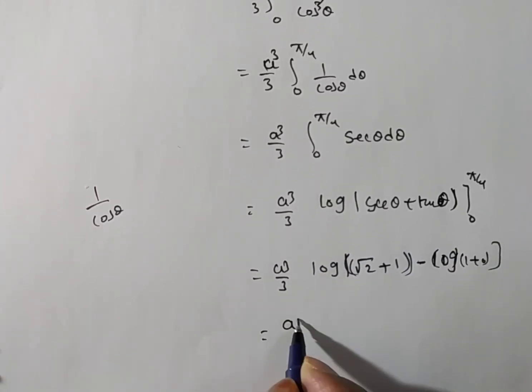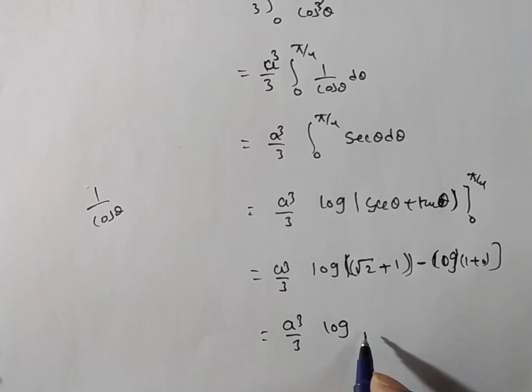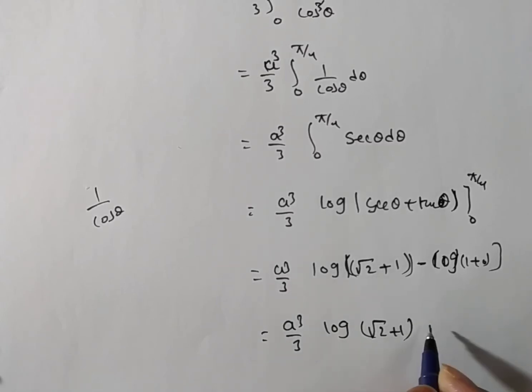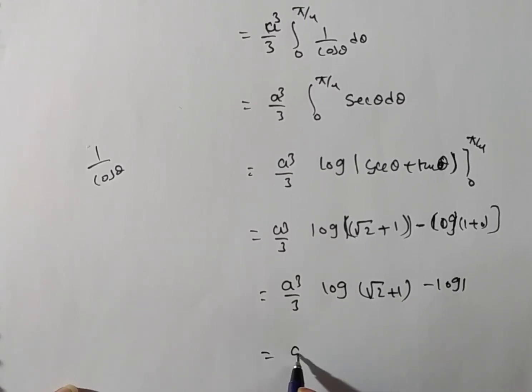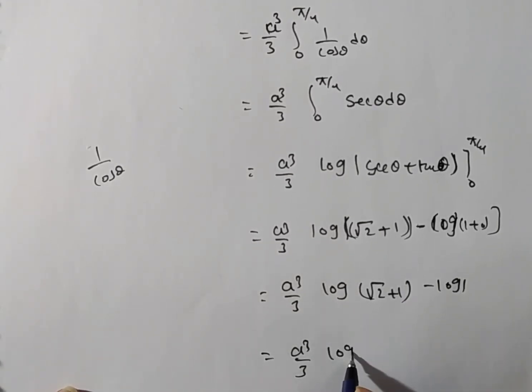Now A cube by 3 times log of root 2 plus 1 minus log 1. What is the log 1? 0 only. Therefore the value is A cube by 3 times log of root 2 plus 1. This is the final answer. Is it clear for everyone?